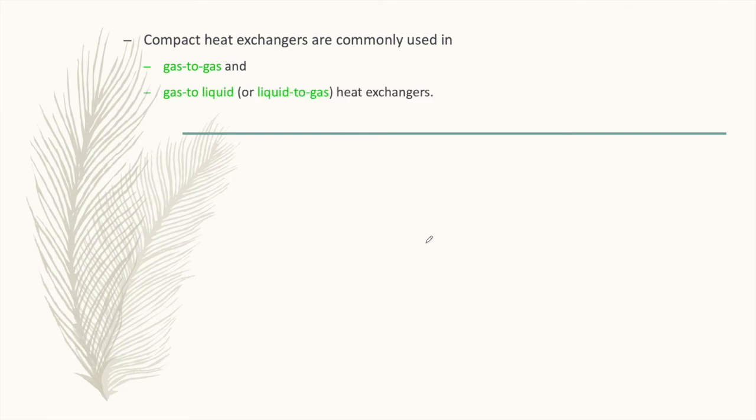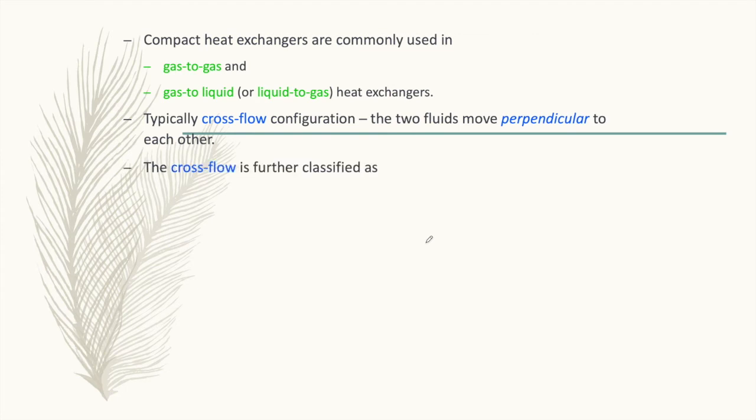Next, compact heat exchangers are commonly used, like I said before, in gas to gas and gas to liquid applications because of the low heat transfer efficiency. Therefore, compact heat exchangers are perfectly suited to the heat exchange operations in this process. Typically, in a cross-flow configuration, the two fluids move perpendicular to each other. So the cross flow is further classified, and we have two different cross flows.